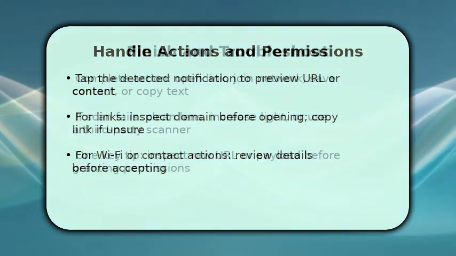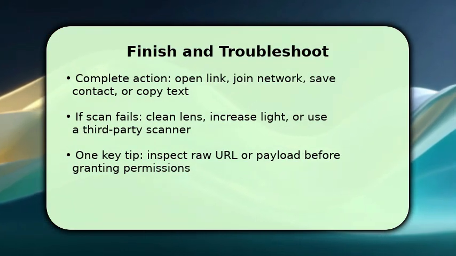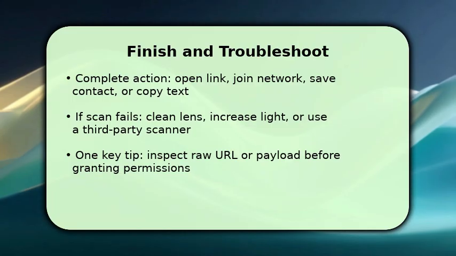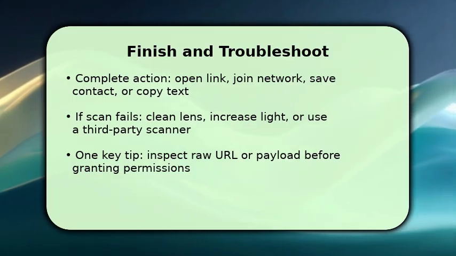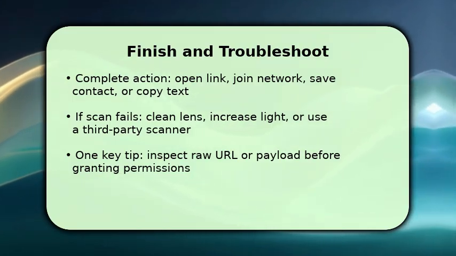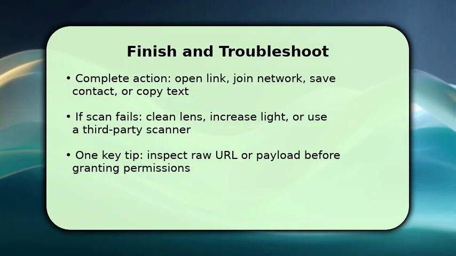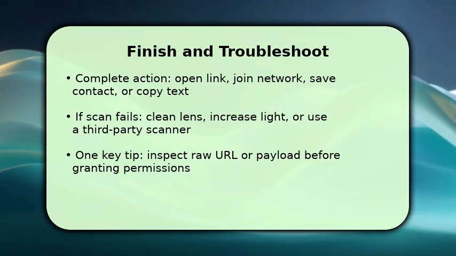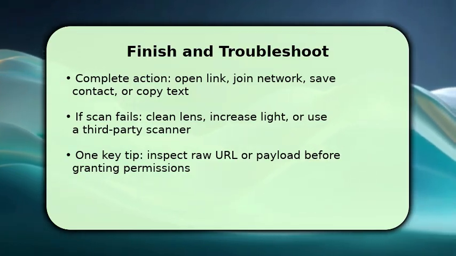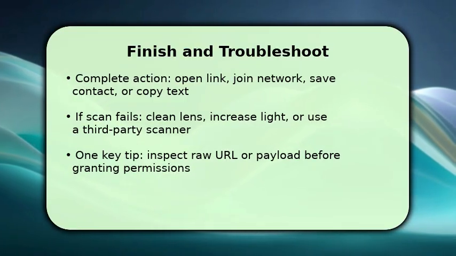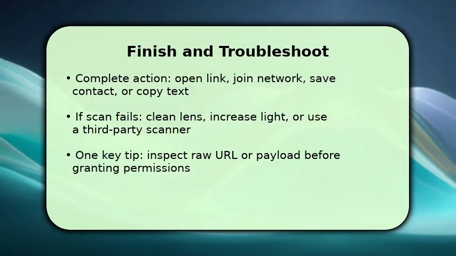To finish, follow the confirmed action. Open the link in your browser, join the Wi-Fi, save the contact, or copy the text. Make sure the result matches the preview. If not, cancel immediately. If scanning fails, clean the lens, boost lighting, or switch to a dedicated QR app that shows raw payloads, which often exposes hidden redirects.